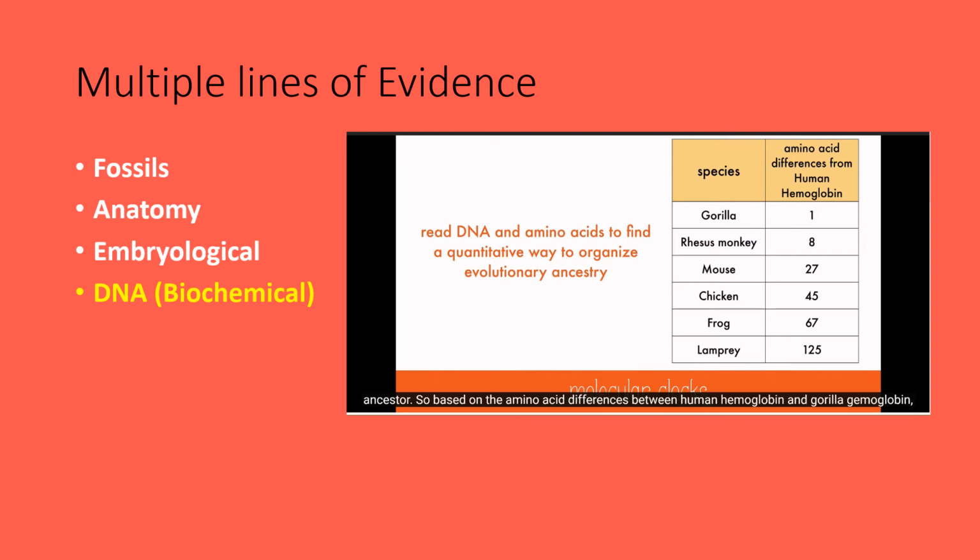So, based on the amino acid differences between human hemoglobin and gorilla hemoglobin, gorillas are the closest relative to humans on this list, and lampreys are the furthest.